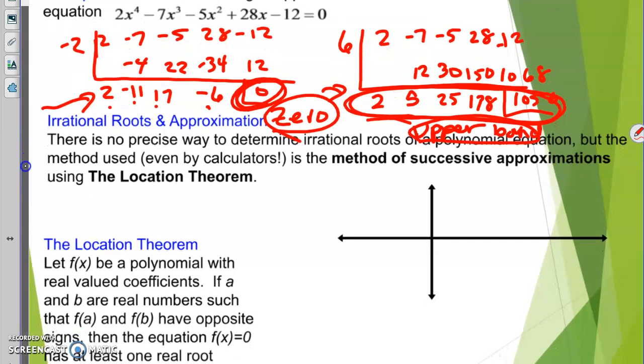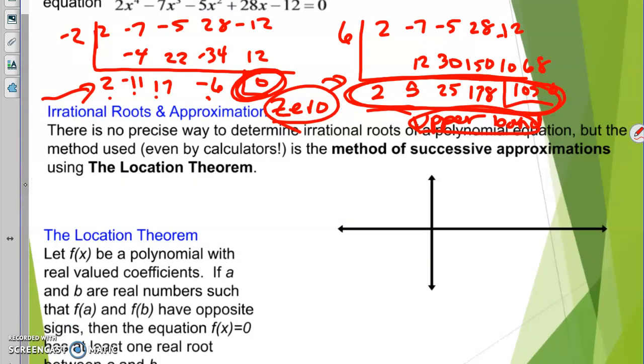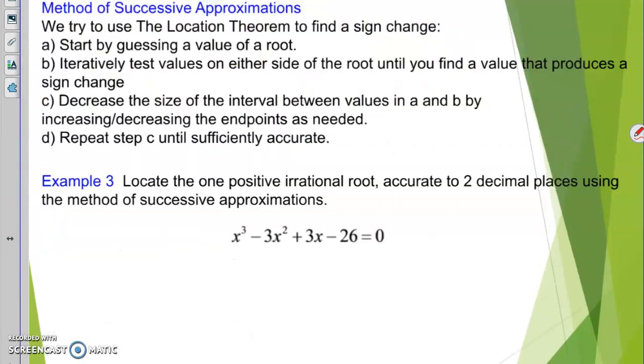Rational root approximation. There is no precise way to determine irrational roots of a polynomial equation, but the method used even by calculators is a method of successive approximations. All right, and let's move on.